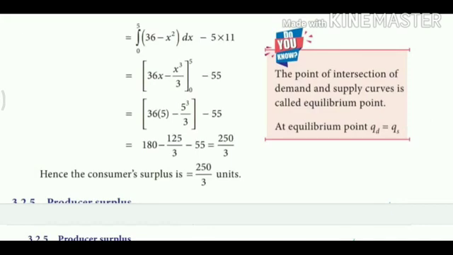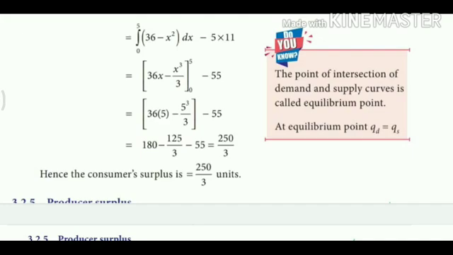The point of intersection of the demand and supply curves is called equilibrium. That is, at equilibrium, the quantity demanded and the quantity supplied are equal. Already you know this formula in economics itself. At the equilibrium point, the demand function as well as the supply function are equal. Using this equilibrium point, we are finding the value of x as well as p.